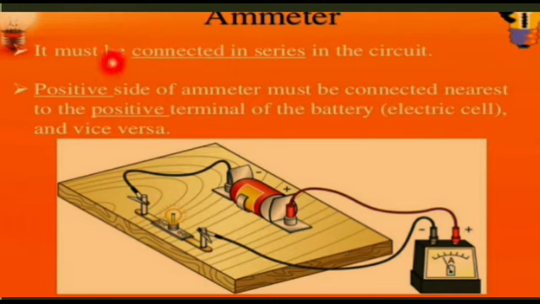The positive side of the ammeter must be connected nearest to the positive terminal of the battery, or vice versa. See, the ammeter positive is connected to the positive of the cell, and the negative is connected to the negative through the bulbs like this. This is the connection. So the ammeter is always connected in series in the circuit.